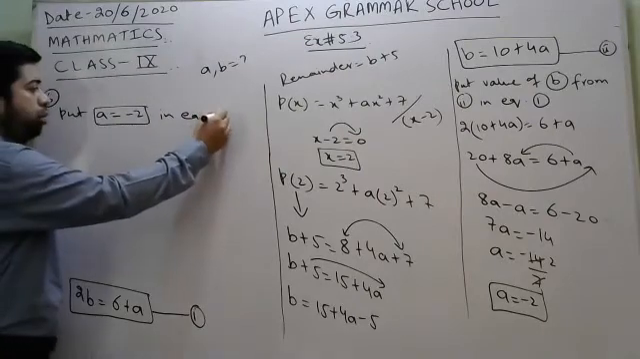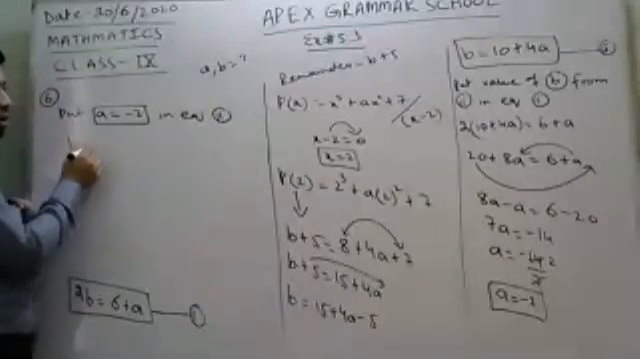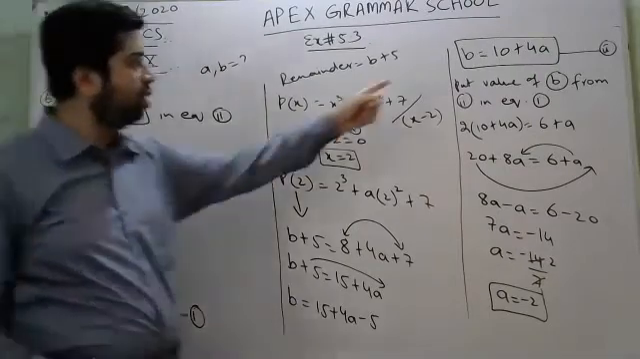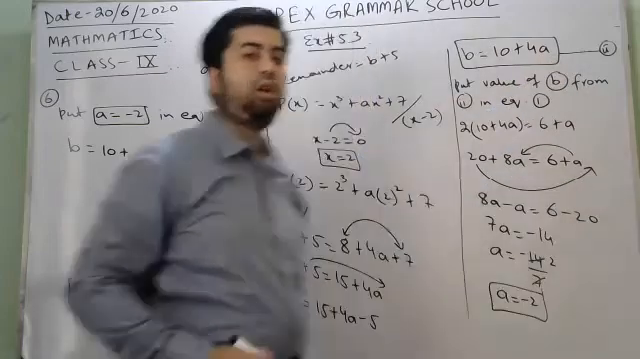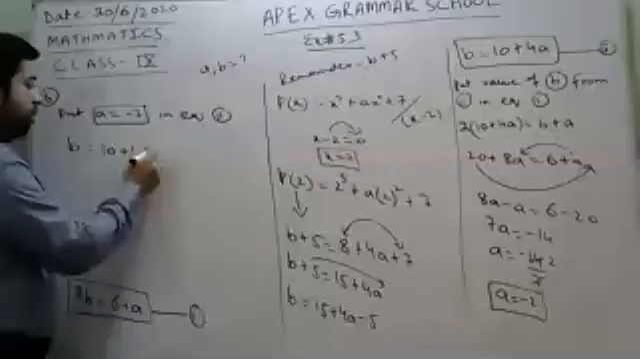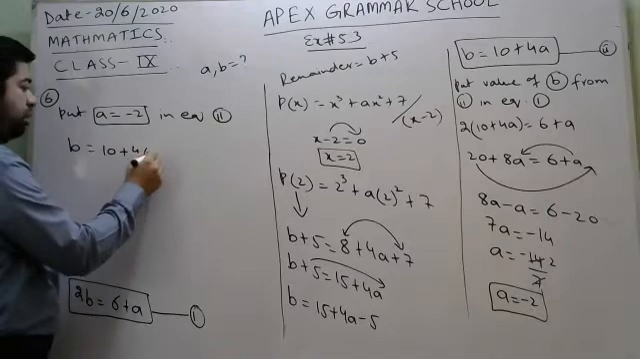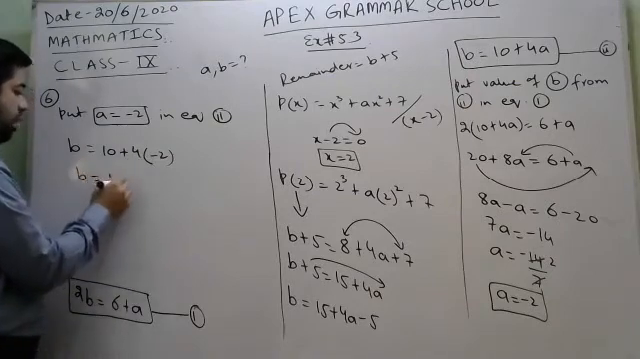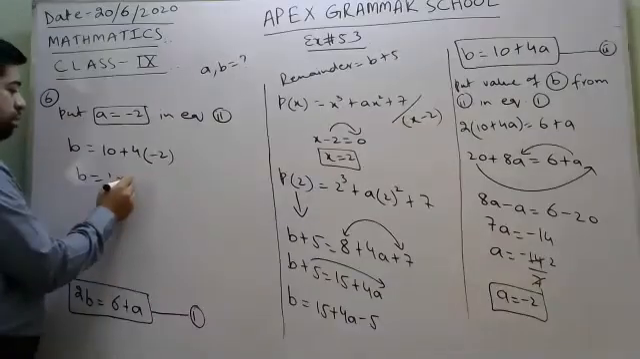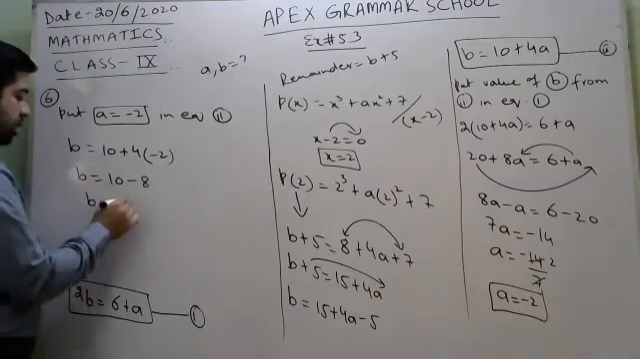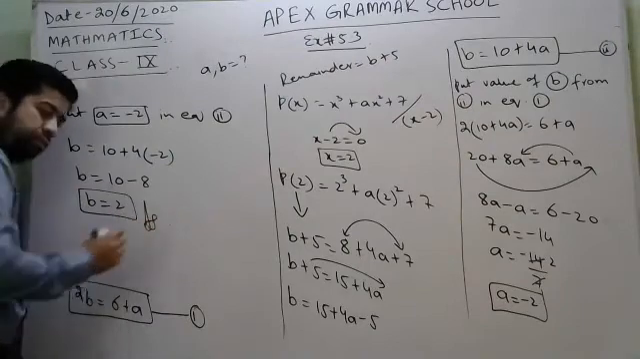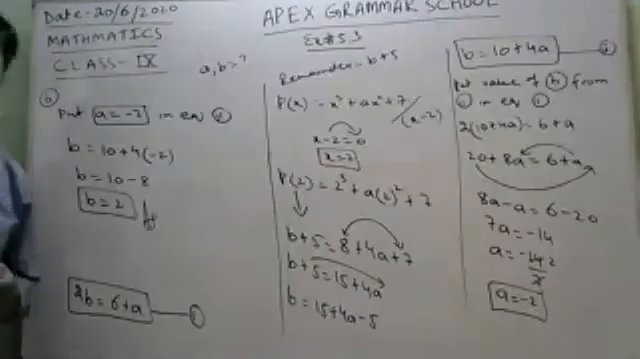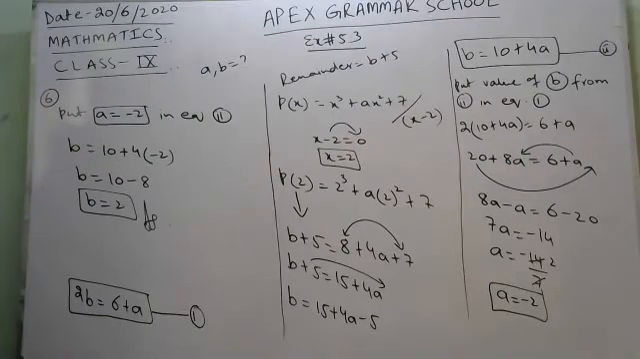In equation number 2, b is equal to 10 plus 4a. 4 is going to multiply with a, but I'm going to put the value of a here. 4, the value of a is minus 2. Now b is equal to 10, 4 into minus 2, that is minus 8. The value of b here is 2. And that's it. This was this question. According to the situation, you have to find the value of a and b.